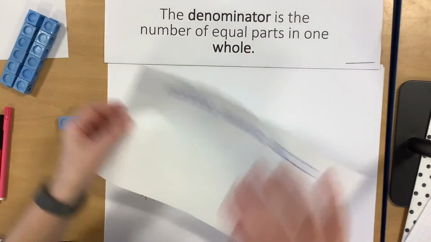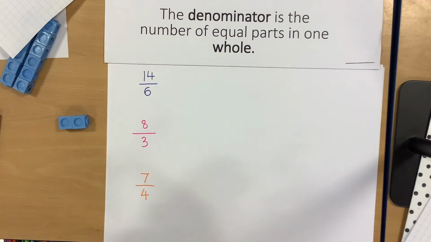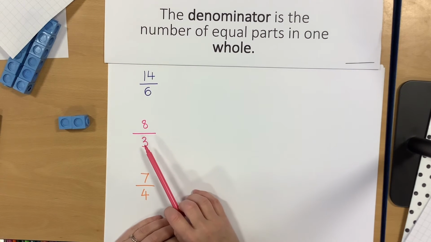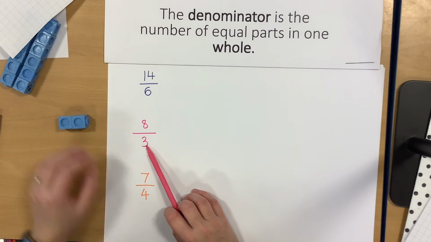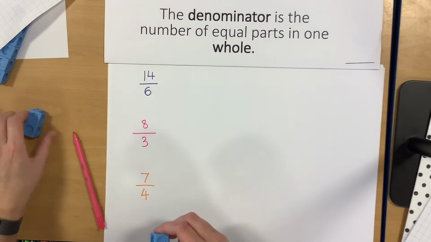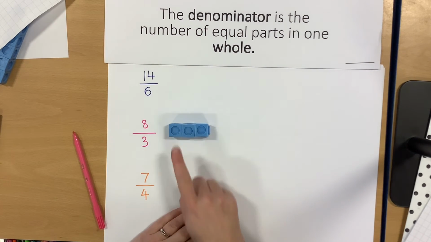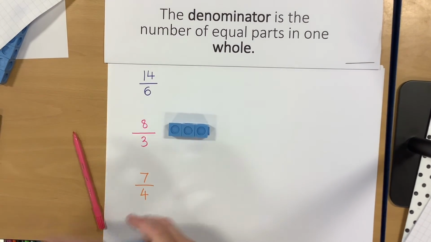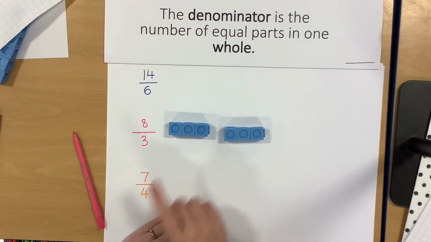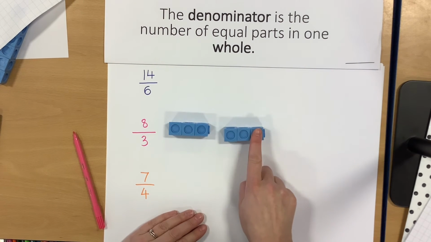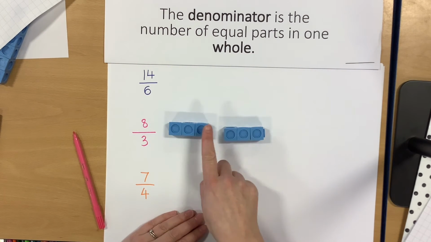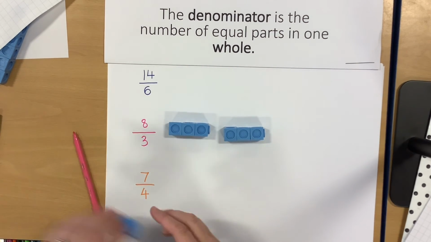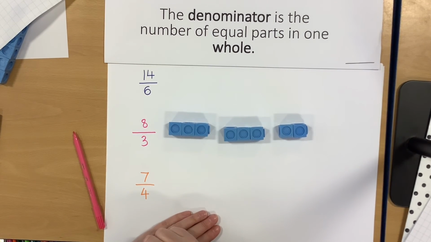Let's have a look at the pink one. 8 thirds. Right, where do I need to go first? I need to look at the denominator. So the denominator tells me that there are 3 equal parts in one whole. So this would be one whole, or 1, 2, 3 thirds. I need 8, so I'm going to keep going. I've now got 1, 2, 3, 4, 5, 6 thirds, 2 wholes, but I need to keep going. I need 2 more. So that could be how you represent 8 thirds.